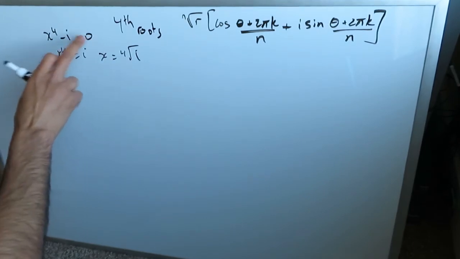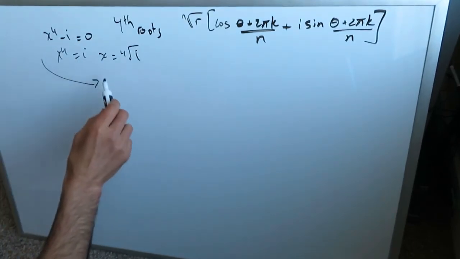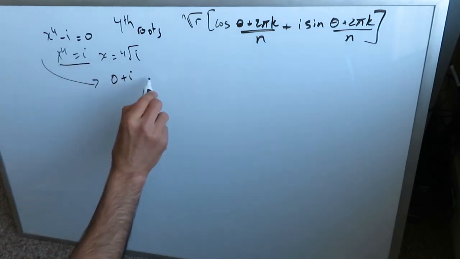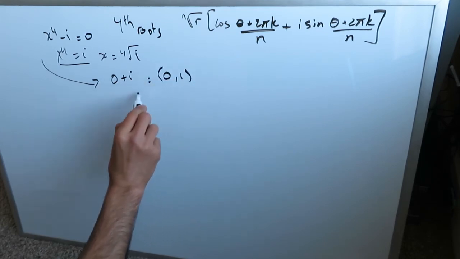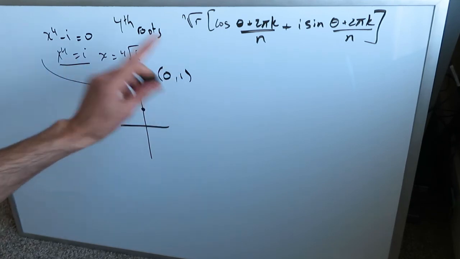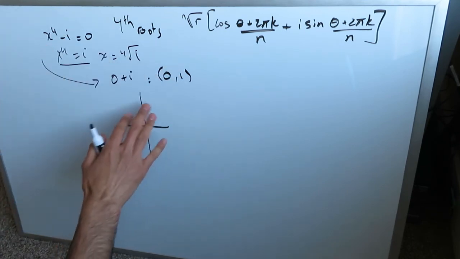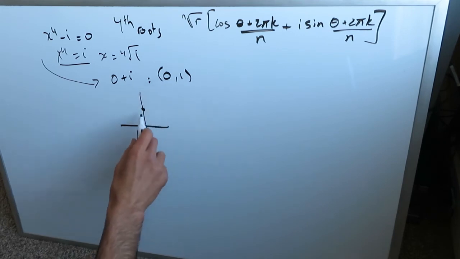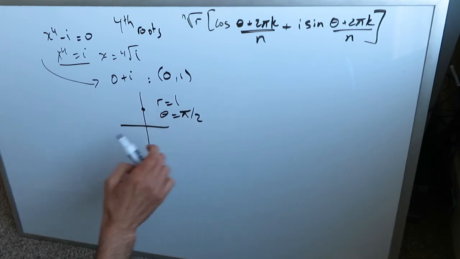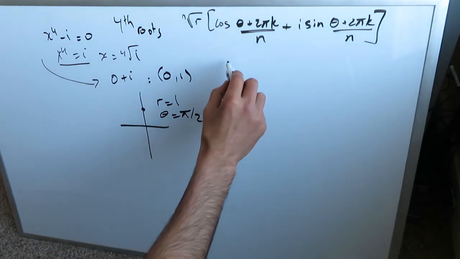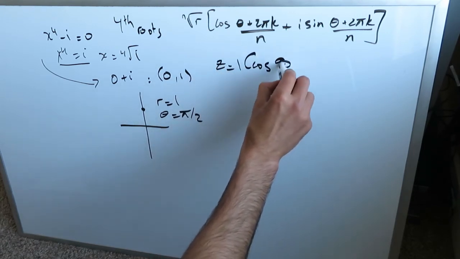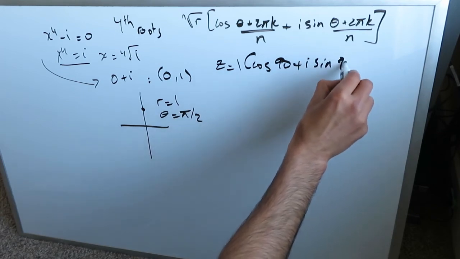But you have to first convert this into your trigonometric form. If you just look over here, x to the power of 4 is equal to i is really saying 0 plus i, which is really saying 0 comma 1. So you're really looking at that, a 0 comma 1, and a polar form has to be generated from this complex plane. You know the r value here is going to be a 1, the theta is going to be pi over 2 or 90 degrees because it's on the positive y-axis. Your trigonometric form of this number will be 1 cosine 90 plus i sine 90.